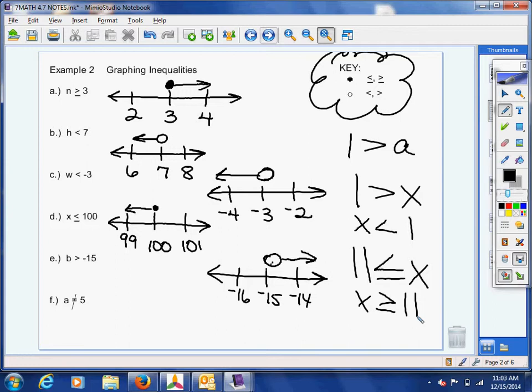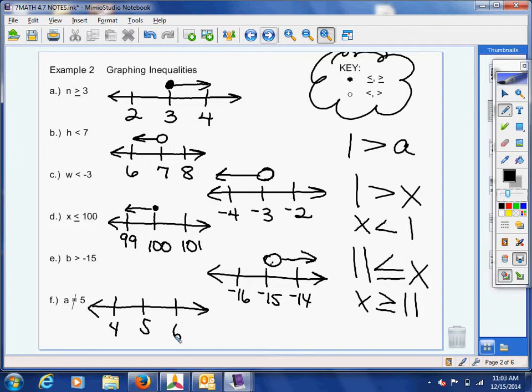Now let me show you. This is really weird. You may not have ever been shown letter F. I just decided to put it in there because your book talked about an inequality being not equal to. Okay? So let me show you how to do this one. Let's do 4, 5, 6. Let's talk this one out.